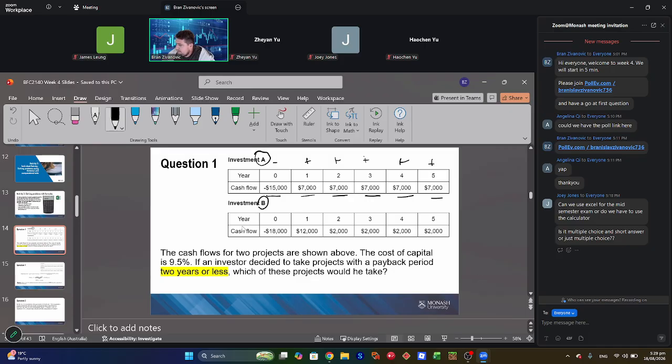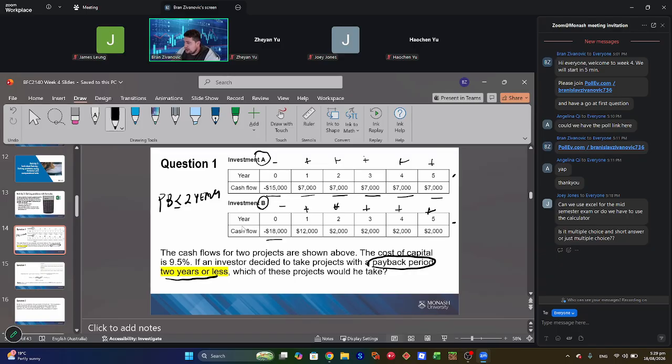We also got a second investment, which has a cash investment of $18,000, and then each year it makes 12, and then 2, and then 2, and then 2, and then 2. Okay, so a range of different cash flows. Now the question here is asking us, if the payback period cutoff that we select is less than or equal to 2 years, that's what the question is telling us. 2 years or less, that's the payback period. Which of those would you want to go with?